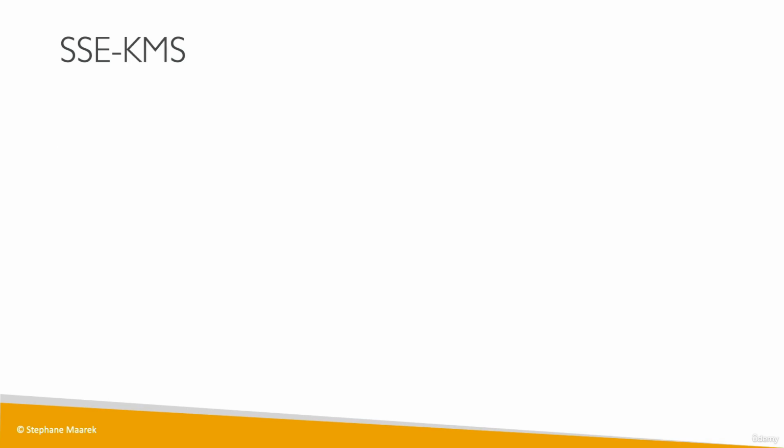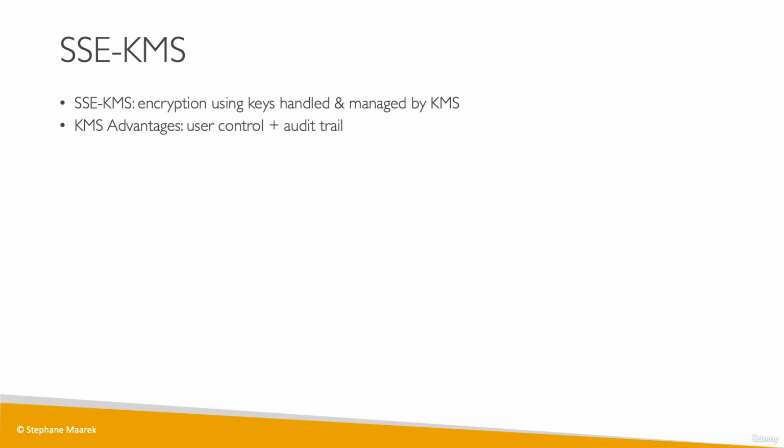Next, SSE-KMS. We haven't seen what KMS is right now. We'll see this towards the end of this course on the security side, but KMS is Key Management Service, which is an encryption service for you. So SSE-KMS is when you have your encryption keys handled and managed by the KMS service. Why would you use KMS over SSE-S3? Well, it gives you control over who has access to what keys and also gives you an audit trail.